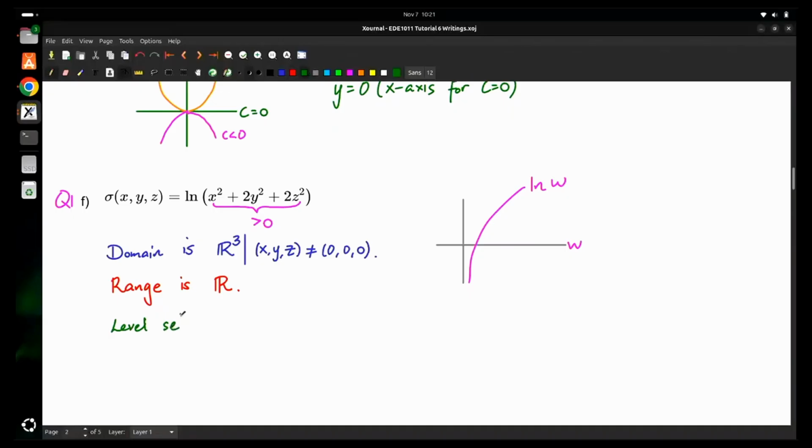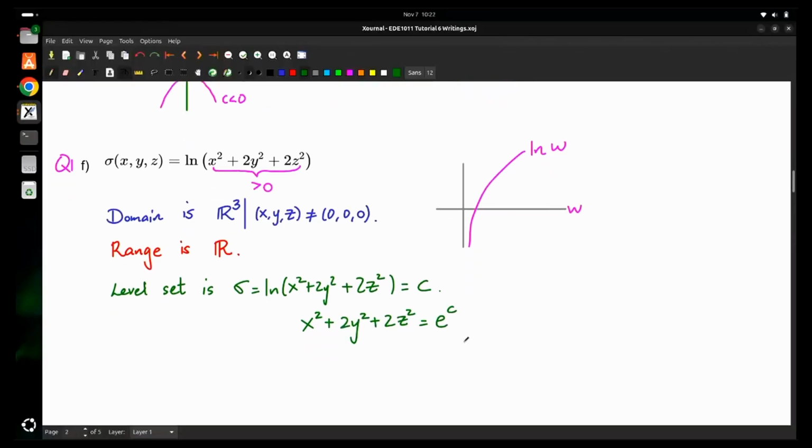So next will be the level set. So level set is when you set the function sigma equal to this ln expression, and you set it to be a constant. So you set it to be a constant, you can exponentiate both sides, and therefore you get the argument equal to e to the c. Of course, you have to write c is an element of R. So c is an element of all real numbers because it must be within the range.